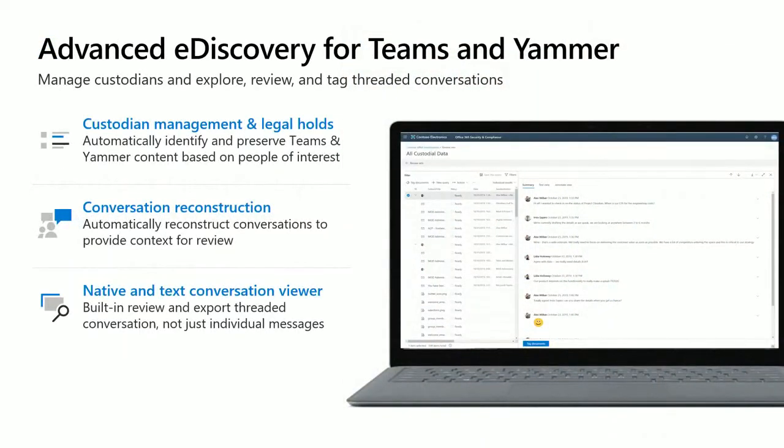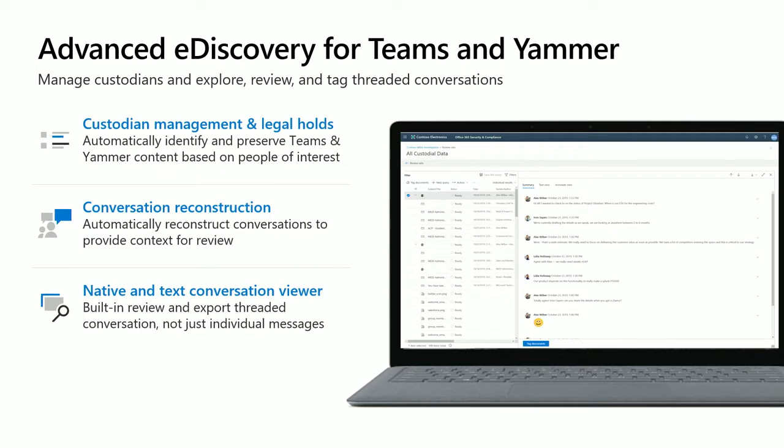Now, specific to Teams and Yammer, we've also built a set of capabilities to help make this process more efficient. One of the pieces of feedback we often received was that my workflows are often people-centric. When I'm doing an investigation, I'm looking at a person of interest and not a list of individual data sources. And so here, we've made a series of investments around custodian management and legal holds. So really changing the workflow of how eDiscovery works.